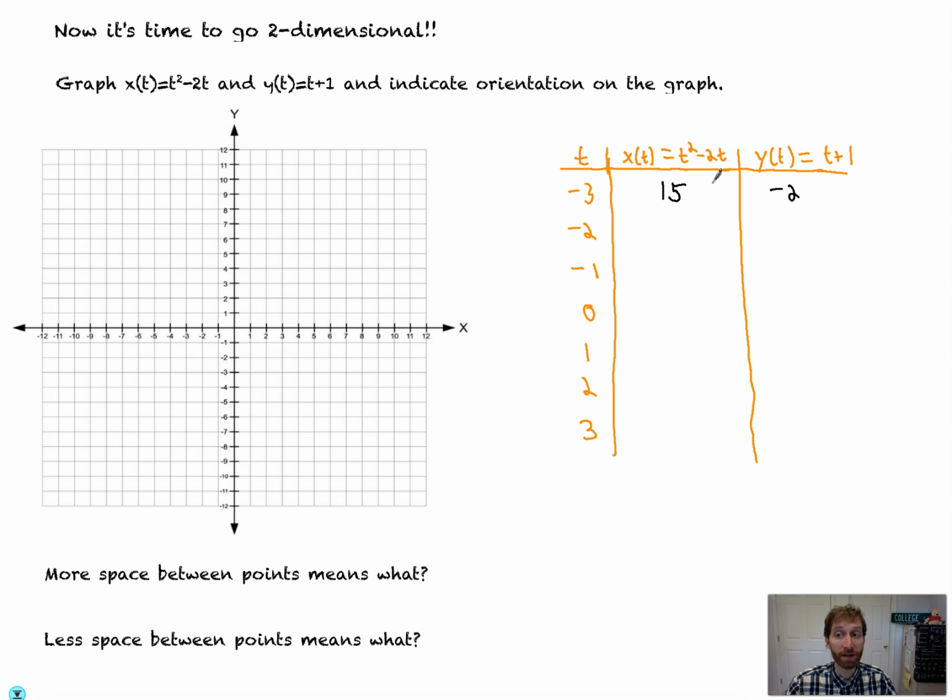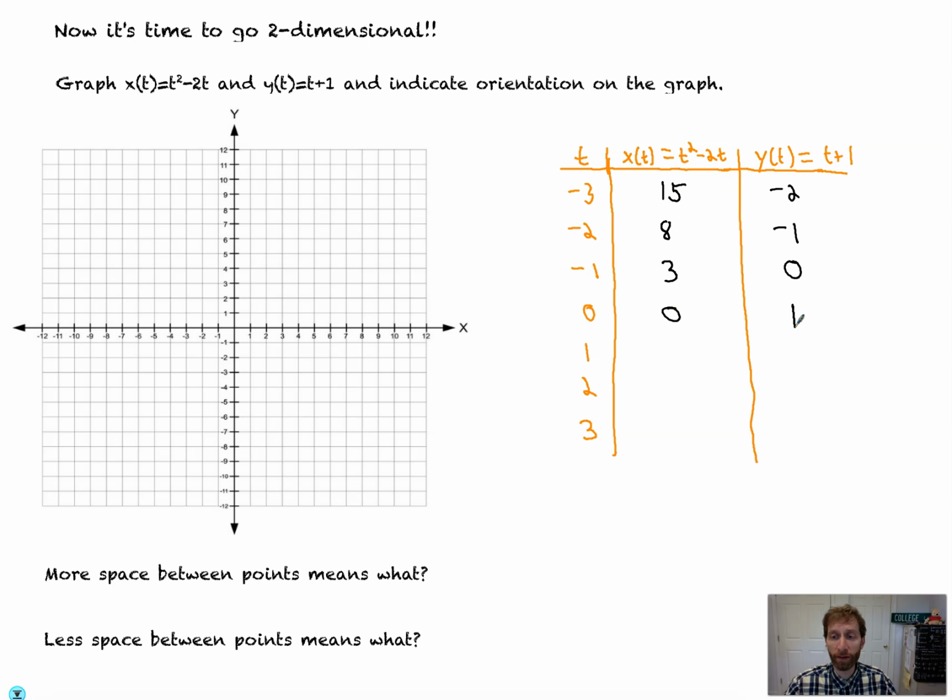-2 times -2 is another 4, which is 8. Plug in -2 and 1 is -1. And then we've got -1 squared is 1. And then this will be 2 when we plug in -1. Add that together, we get 3. -1 and 1 is 0. Then we plug in 0. That's going to be 0.